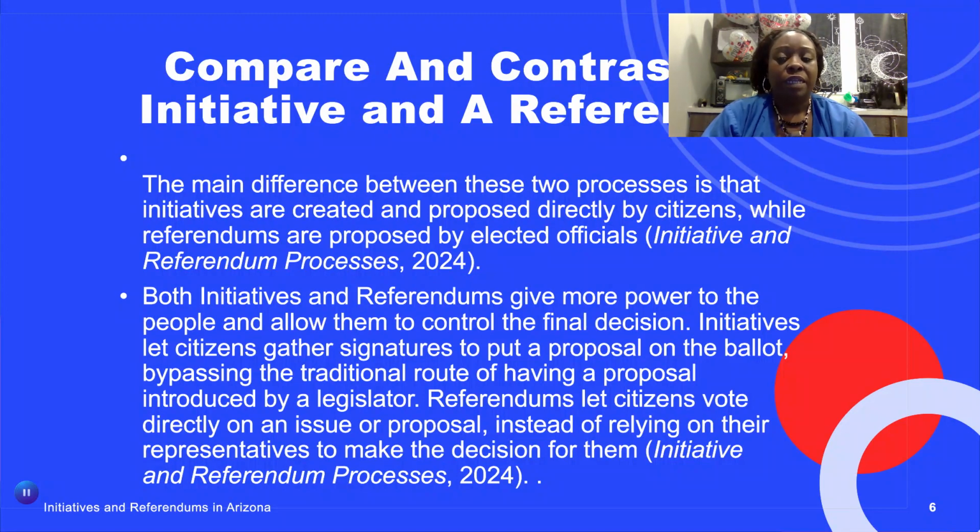Now, initiatives let the citizens gather signatures to put a proposal on the ballot by bypassing the traditional route of having a proposal introduced by the legislator. Referendum is a traditional route, in which the proposal has to go through the legislature first and then allow the people to vote, instead of letting the people rely on their own decisions.